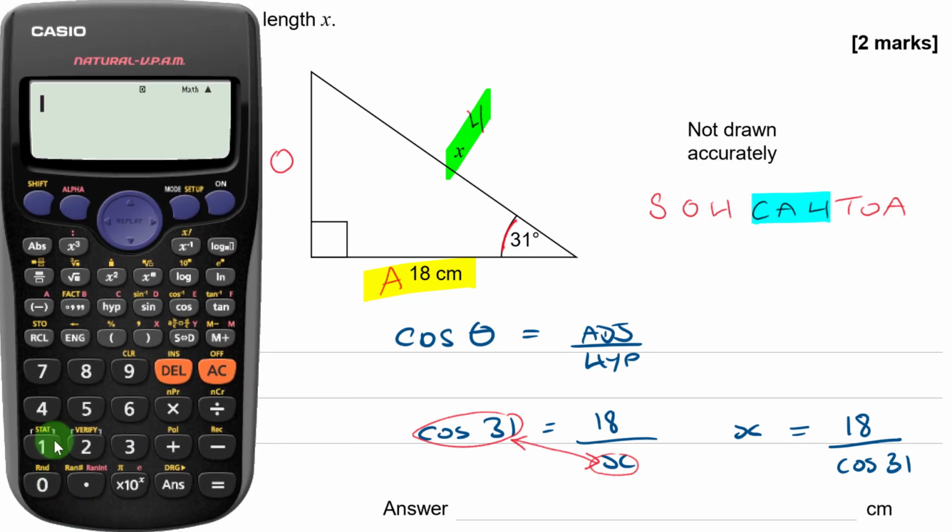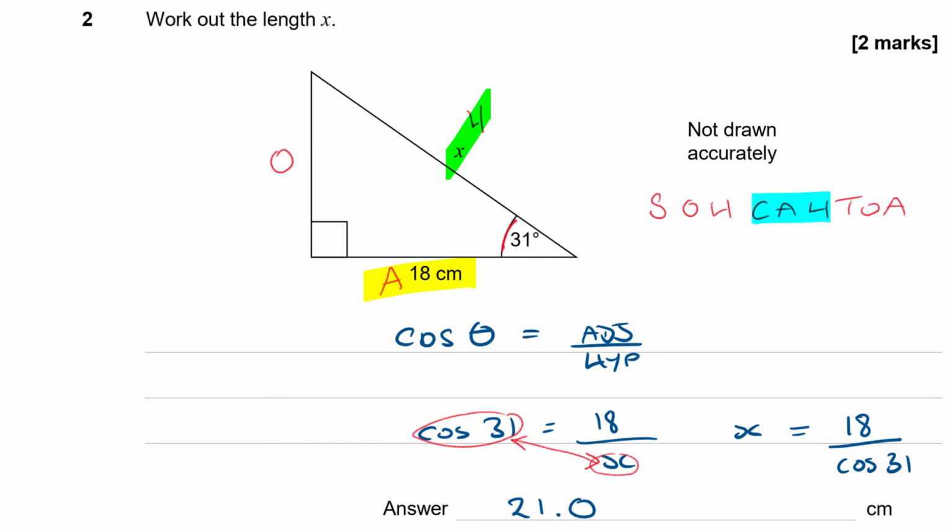Okay, so 18 divided by the cosine of 31. That is 20.9994, which I'm going to round up to 21.0. Unless otherwise stated, it's always good to put your numbers down to 3 significant figures. 21.0. Have I got a unit?